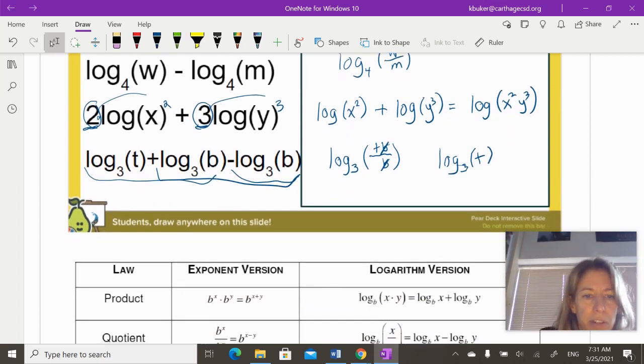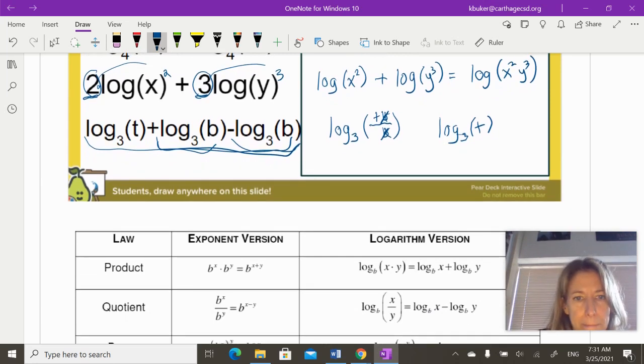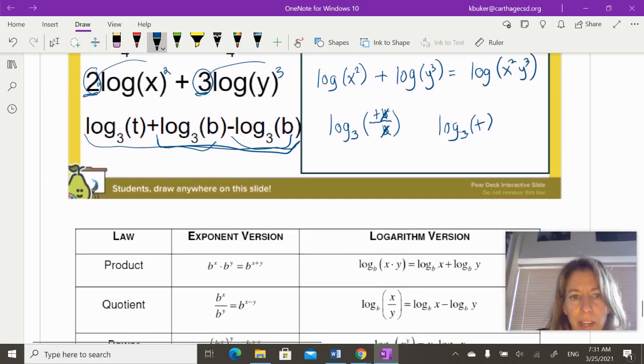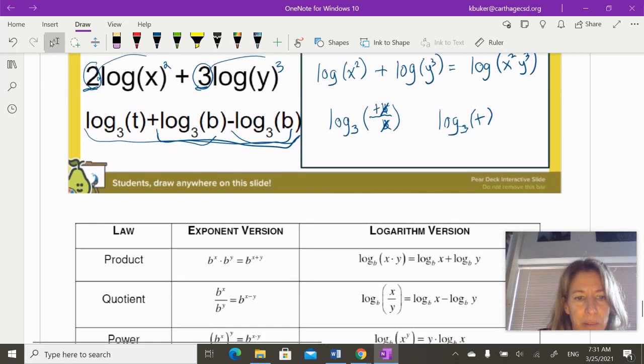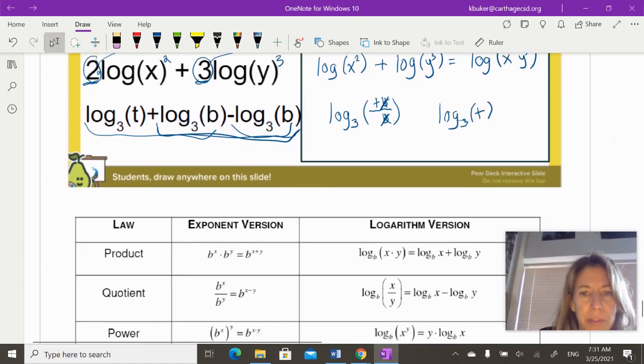Okay, so it's kind of interesting. You can see how the opposites will cancel out here. I didn't notice that, but they also cancel out here. So eventually they're going to cancel out to get log base 3 of t. If they did have a different base, we would not be able to do this.